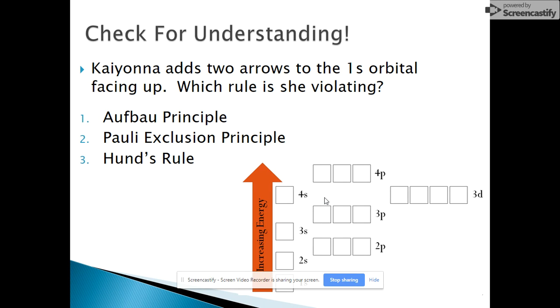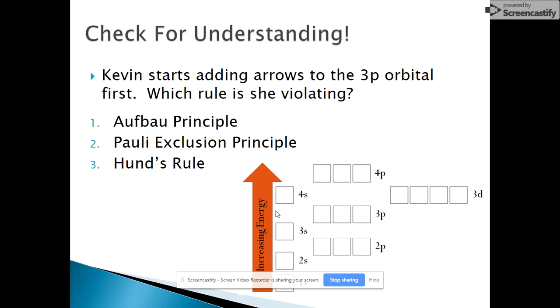So quick check for understanding, if Kayana adds 2 arrows to the 1s orbital facing up, so this is 1s at the bottom, I'm actually going to mark this out and say 1s is here so you can see it. And it's saying she has 2 electrons going up. Which rule does this violate? This would be the Pauli exclusion principle, which says we have to have opposite spins, 1 up and 1 down.